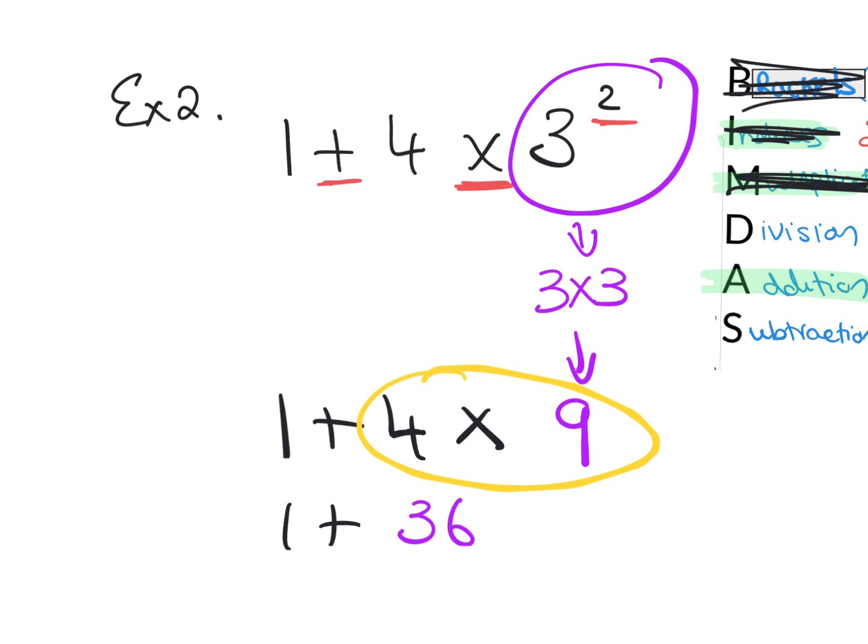I've done my multiplication. There's no division. The next one is addition. And you can see I have addition here. So that's the last one I'm going to do. And our final answer here is going to be 37. So a bit of work in that one there. We're starting off with the indices. We get our answer for that. Then we see that there's the multiplication next, and then there's the addition. So a bit longer in that one, but I'm still using my BIMDAS the whole way through.